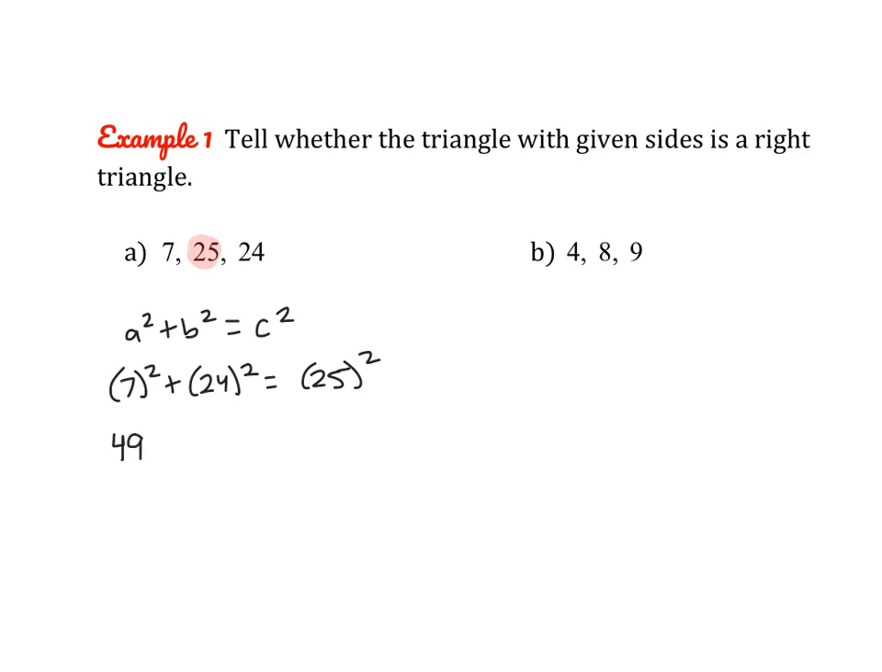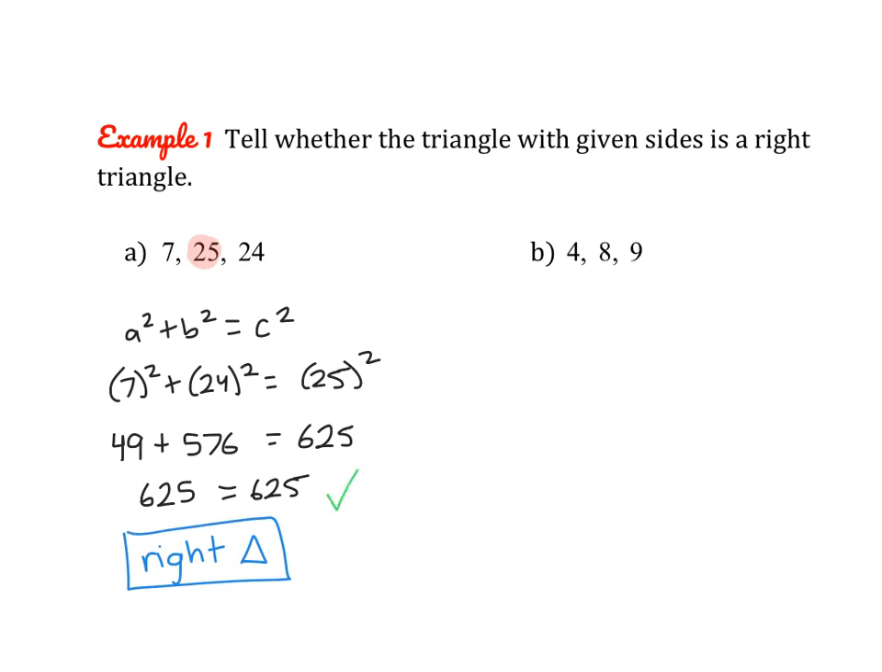So here we have 49 plus 576 equals 625. So then we add here and we get 625 equals 625. So since this is a true statement, it means that yes, it is a right triangle.